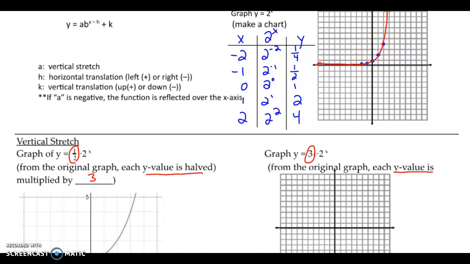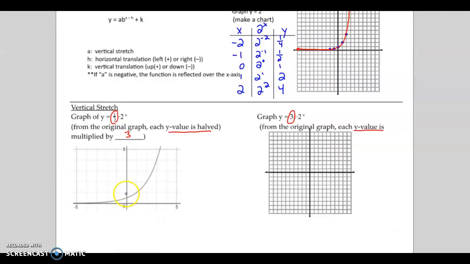So if we look at this graph that's already done for us, we can see at 0, instead of going all the way up to 1, it only went up to 1/2. At 1, instead of going all the way up to 2, it only went up to 1. So it's just taking each of these original points up here and cutting them in half. Instead of going 4 to 4, it's only going to be 2, 2. So that's what that 1/2 does to it.